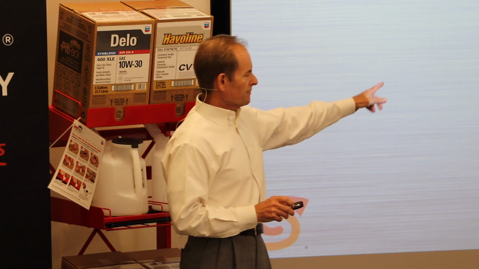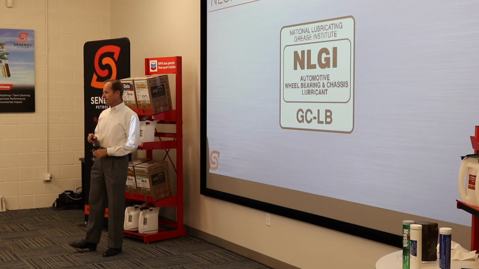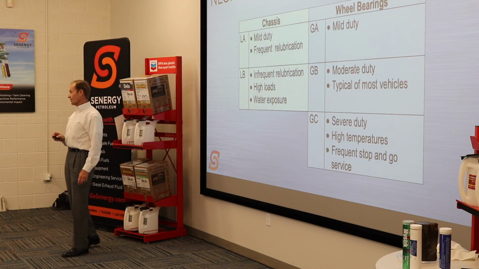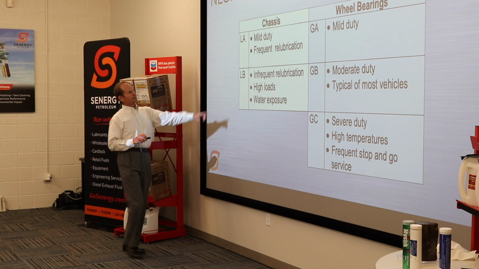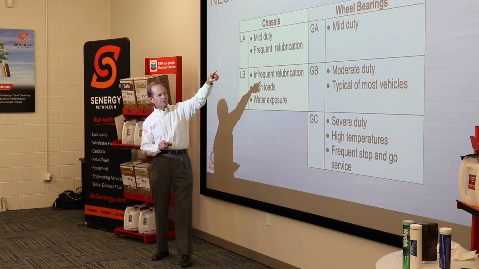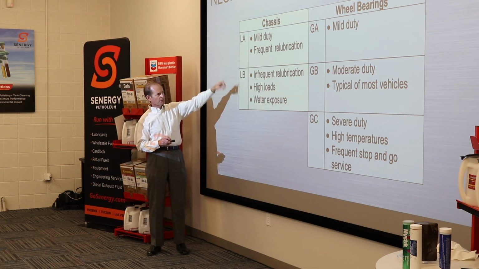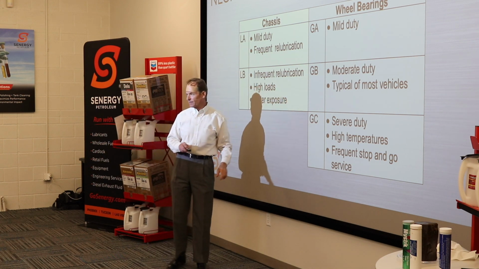You may or may not have ever seen this logo on a tube or a drum or on a data sheet. This is the official NLGI quality logo. And that classification, that GC-LB, is the stamp of quality and what it means. And this is the chart of what those numbers mean. Now, bless their hearts, the NLGI decided to divide things into chassis grease and wheel bearing greases. And then they set up different quality levels: mild duty, moderate duty, severe duty.